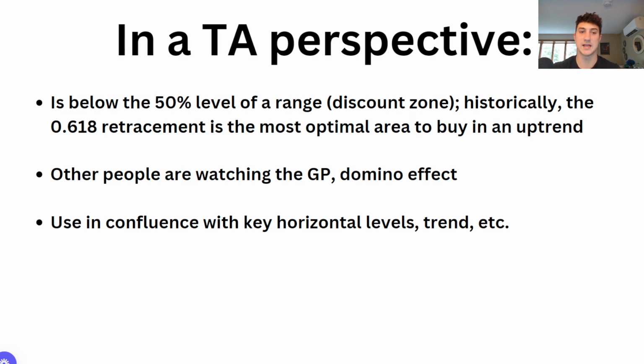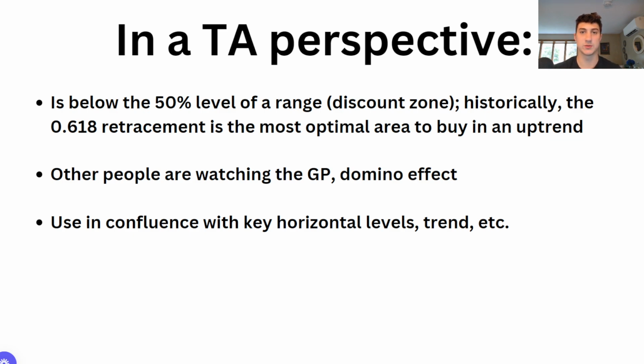So the reason that this is a good entry level is because one, it's below the 50% level of a range, meaning you are buying into discount. Anytime you trade using the golden pocket, regardless of what other confluences you have, you are by nature entering in a discount zone, entering below the 50% range. So when you are looking to enter a position in a certain trend, whether that's an uptrend or a downtrend, you obviously want to wait for a retracement, and that golden pocket retracement is going to be your most optimal entry.